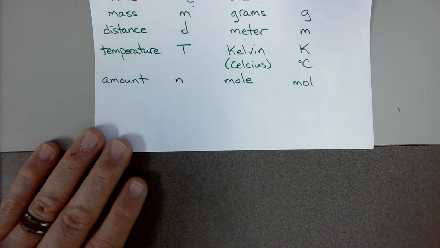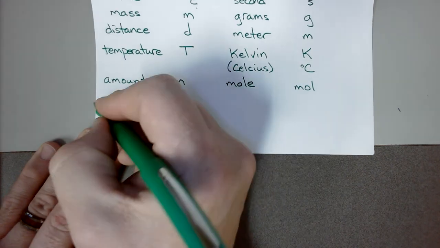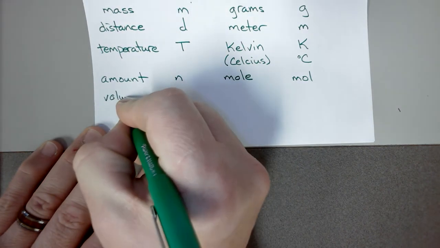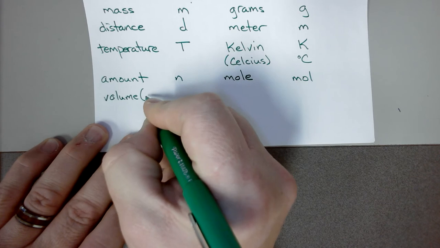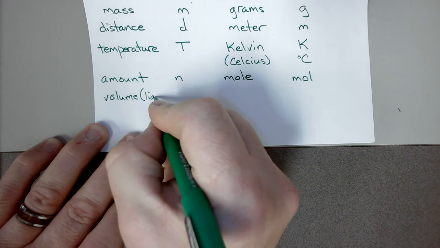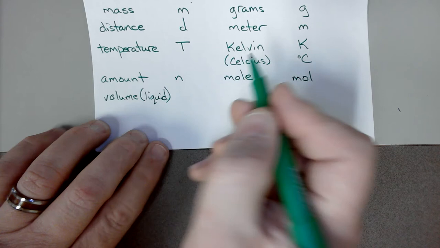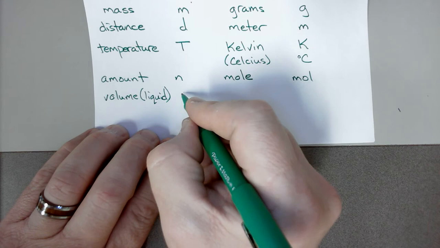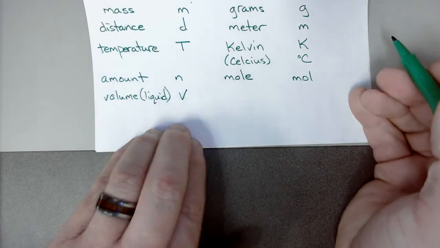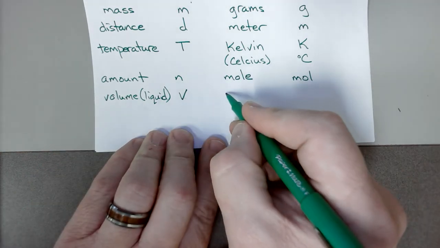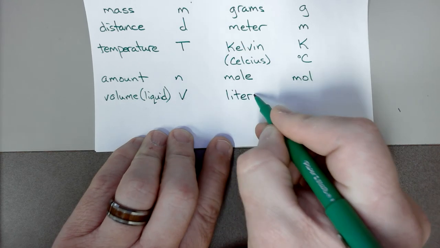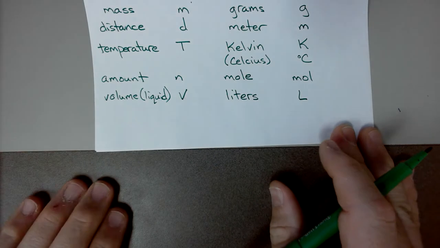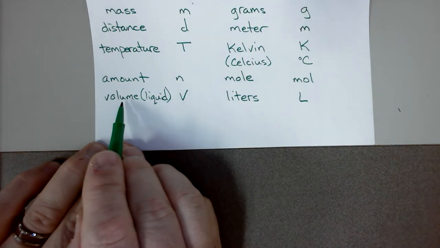However, a lot of times we can measure volume as a base measurement if it's a liquid, because if it's a liquid, we can measure using a graduated cylinder, and the variable in an equation would be V, and the base unit that we would measure in is liter, or liters, and it's a capital L. But only for a liquid, because if it's a solid, you actually have to calculate the volume of a solid.